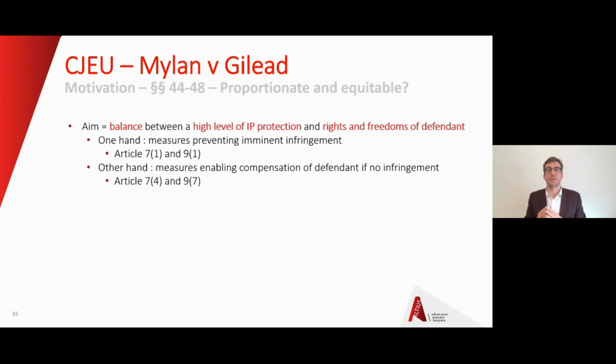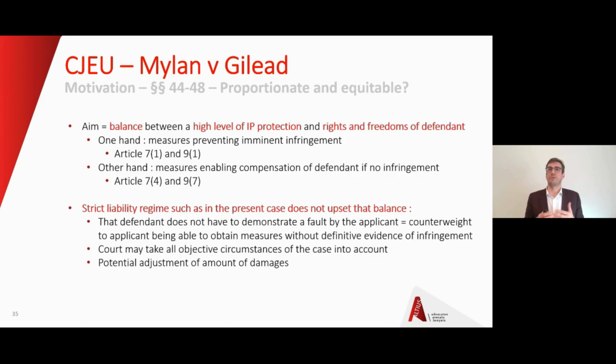So it says, on the one hand, in terms of high level of IP protection, you have measures to prevent an imminent infringement under Article 7.1 and 9.1, CISI and CISI-like measures to preserve or obtain evidence, and provisional measures. On the other hand, you also have measures enabling compensation of the defendant if there was no infringement or threat of infringement under Article 7.4 and 9.7. That's where the balance comes from.